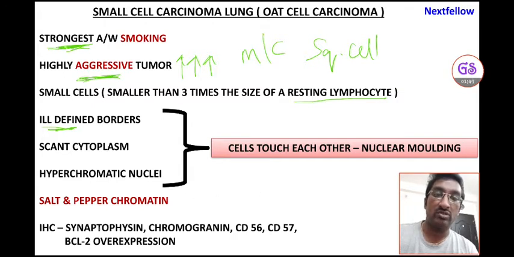And even immunohistochemical markers, you can see the neuroendocrine markers like synaptophysin, chromogranin, along with CD56, CD57, as well as BCL2 overexpression. BCL2 is actually an anti-apoptotic factor.